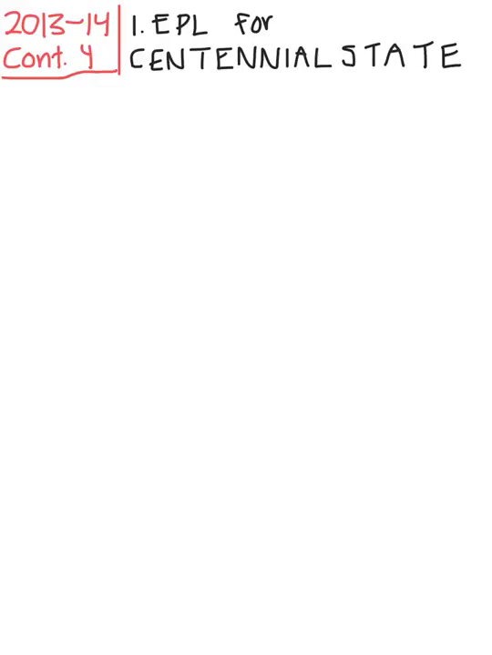In this problem, we're supposed to find the external path length for the binary search tree for the word centennial state. So let's start with our root node of C. Now we look at E. E is greater than C, so we go to the right. Now we look at N. N is greater than C, and it's greater than E, so we go here.